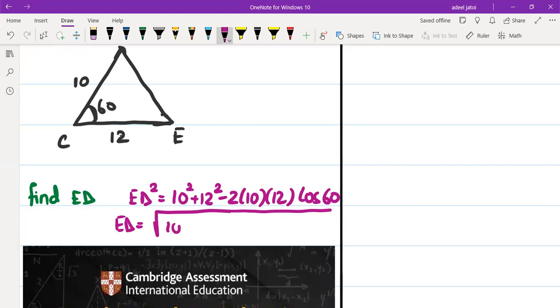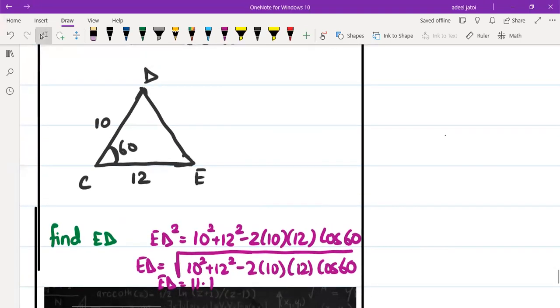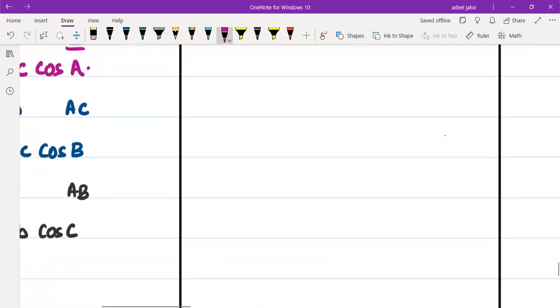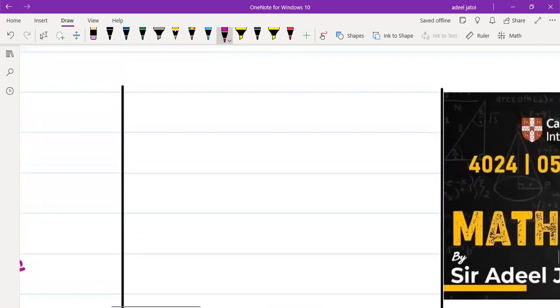That means 10 square plus 12 square minus 2, 10, 12 cos 60. So when we solve ED, the answer of ED will be 11.1. So this will only be used when you will be told to find the side, but opposite angle and the two adjacent sides will be given. Let's work out another example for such thing.